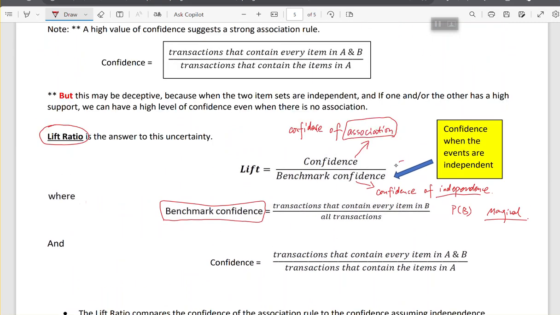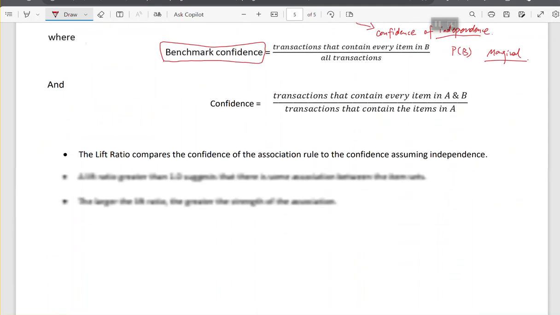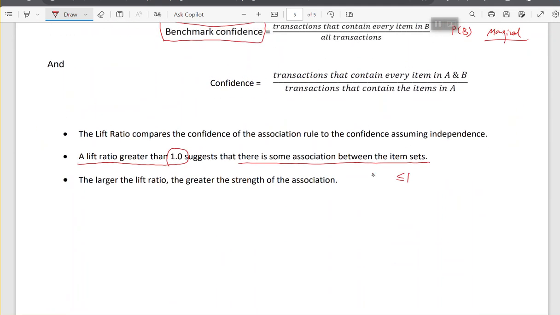That means even though they are equal to 1, association is the same as independence. So do we say they tend to be associated together? May not be, right? So kind of half chance. So in this case, we say if the lift ratio is less than or equal to 1, then there is no association.